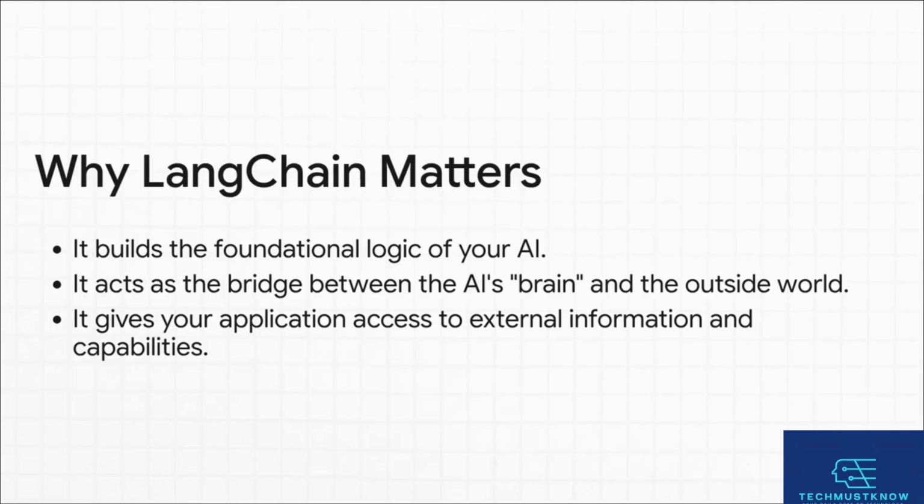I mean, think about it. Without LangChain, an AI is kind of like a brain in a jar, right? It's brilliant, it can think, but it can't act. LangChain is what gives it hands and feet. It builds the core logic that lets it go search something or query a database or call another program. This ability to chain actions together is the fundamental bridge that makes an AI useful.